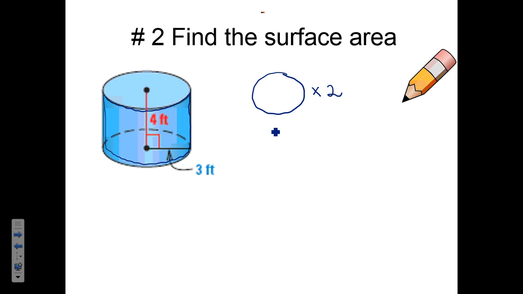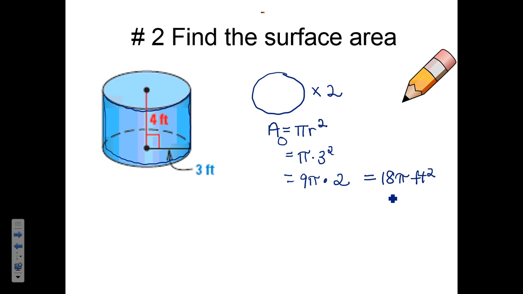There's two circles, so let's find the area of the two circles, which would be pi r squared. So the area of our two circles, pi times r, which is 3, squared, that would be 9 pi, and there's 2 of them, so this total area would be 18 pi feet squared for the two circles. Now that's the same thing as saying 56.55 feet squared. Okay, so we have an area of the two circles of 56.55 feet squared, and now I need to find the area of that rectangle.